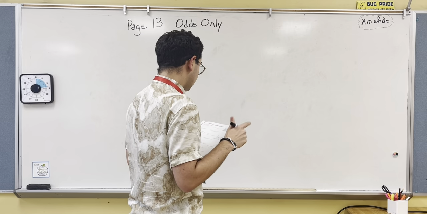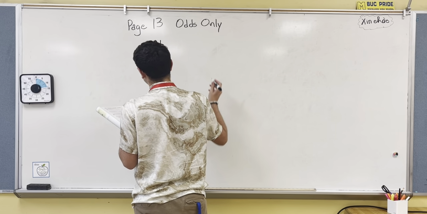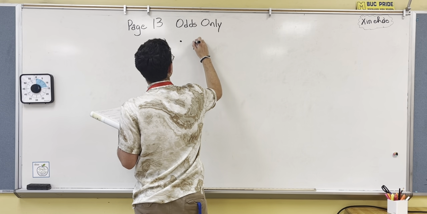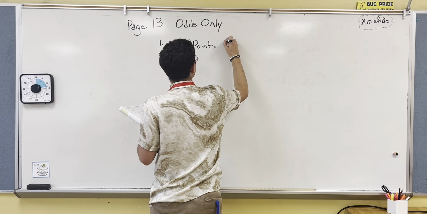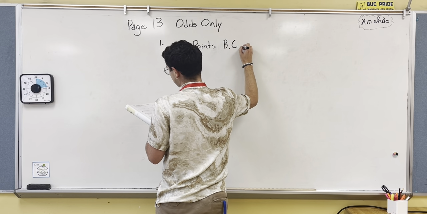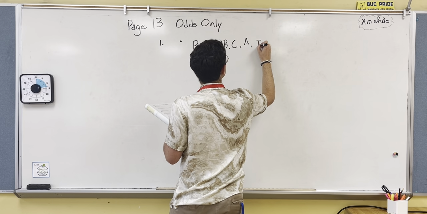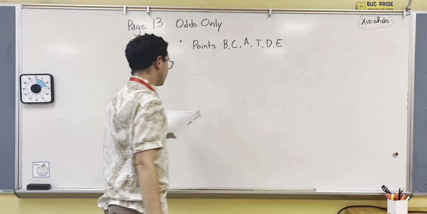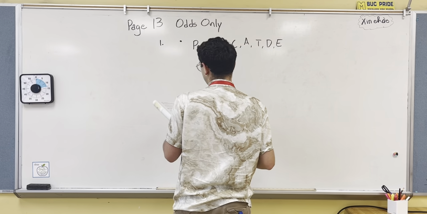As you can see, the diagram has many different points. A point has 0 dimensions and is just a dot, like so. So points include B, C, A, T, D, E. Again, as long as you have 3 of these 6 points, you are correct.